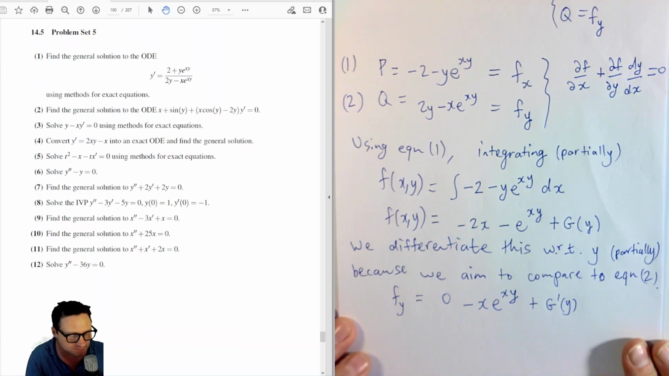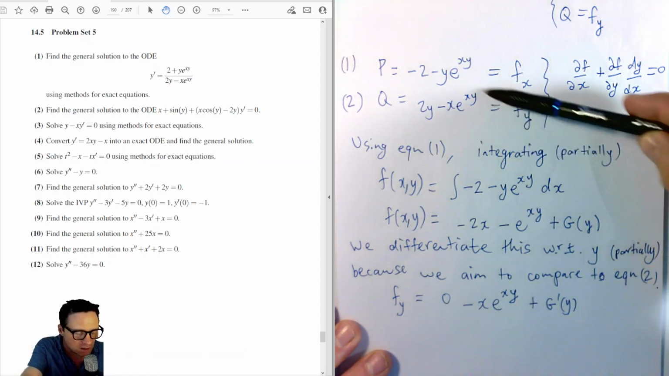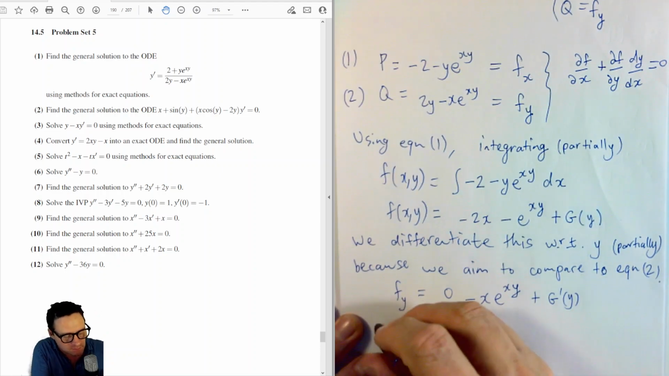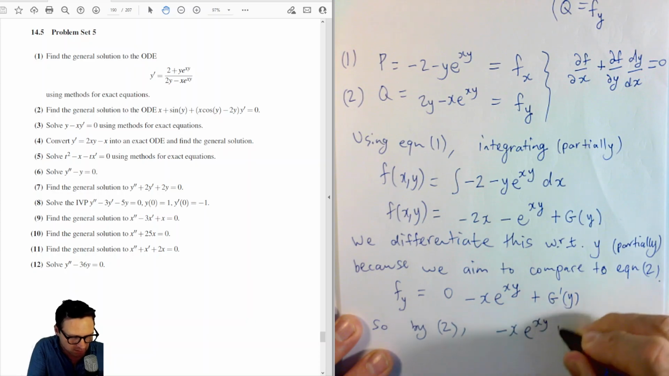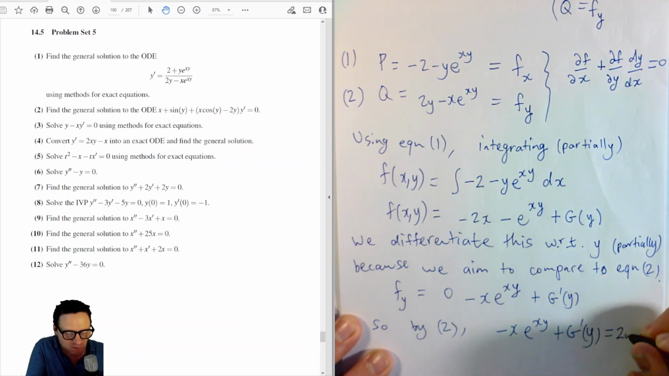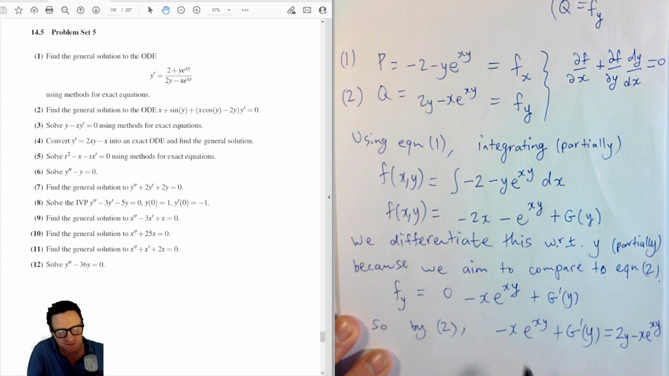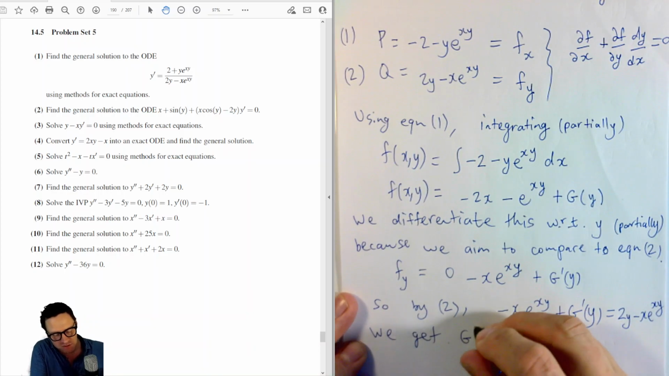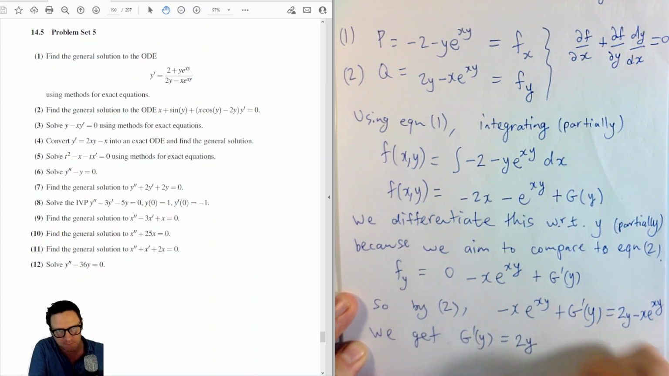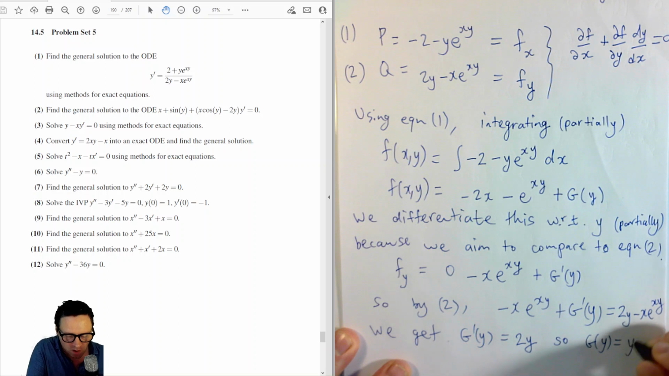Okay, now comparing this to equation 2, because f y is f y, so this has to be equal to this q right here. So by equation 2, minus x e to the xy plus g dash of y is equal to 2y minus x e to the xy. Okay, now what do you notice here? These two items are the same, so we can add that to both sides and it vanishes. Okay, and so then we get g dash of y is equal to 2y. And so integrating this with respect to y, g of y is y squared plus a constant.